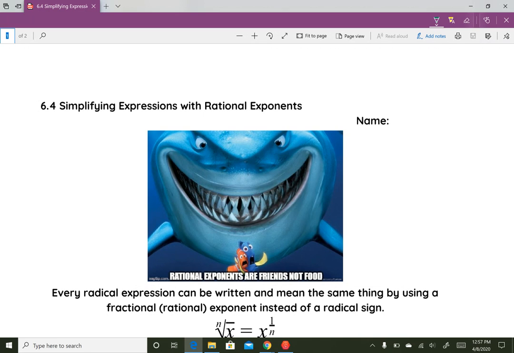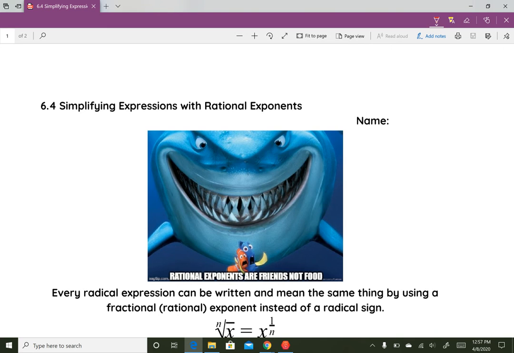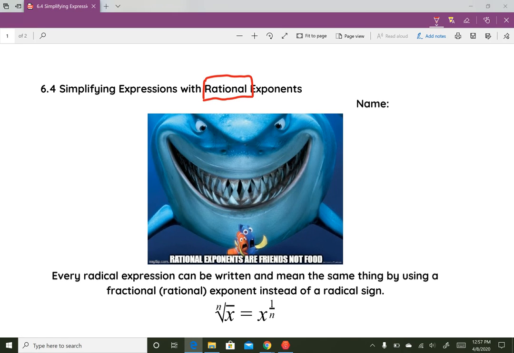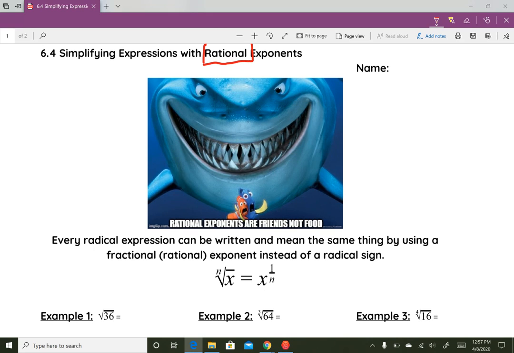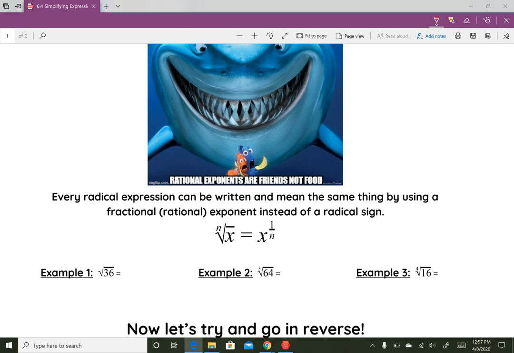We're going to talk today about simplifying expressions with rational exponents and converting as well. So we're going to cover two little topics here. Hopefully when you see this word rational, you're thinking of rational numbers, or numbers that can be written as fractions. So I'm going to either use the words rational or fractional throughout this video. They mean the same thing.